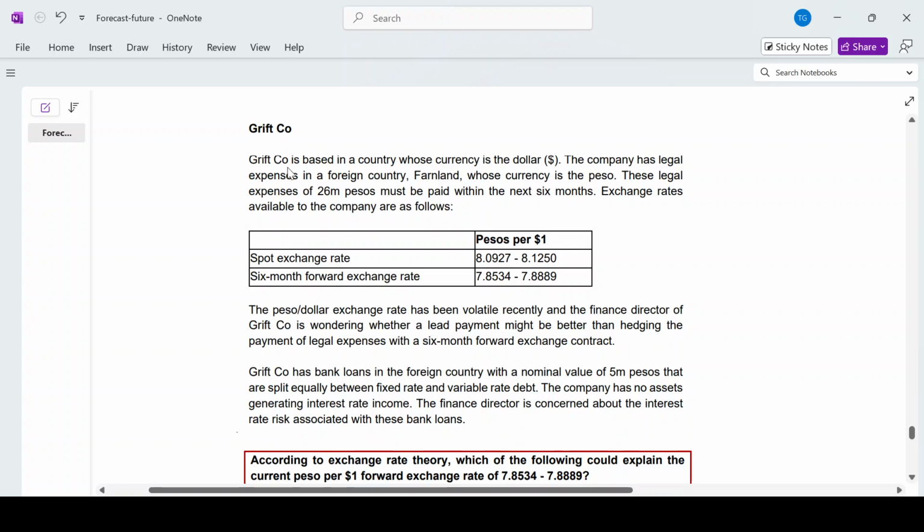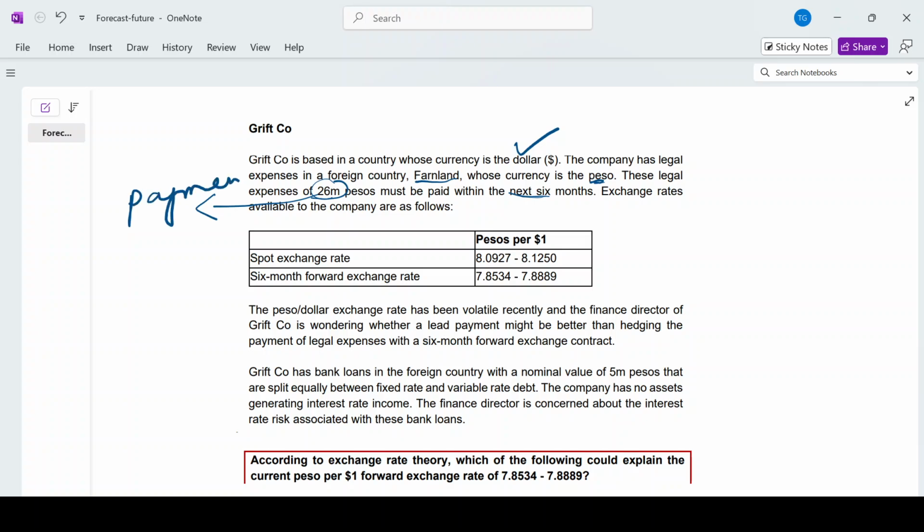Let's read the scenario. Grift Company is based in a country whose currency is the dollar. So this is my home currency. Company has legal expenses in a foreign country, farmland, whose currency is the peso. Legal expenses of 26 million pesos must be paid within the next 6 months. So this is the amount of money that we are supposed to pay. This is a payment case over here. Okay, let's read further. Spot rates are given to us. 6-month forward exchange rate is given to us.